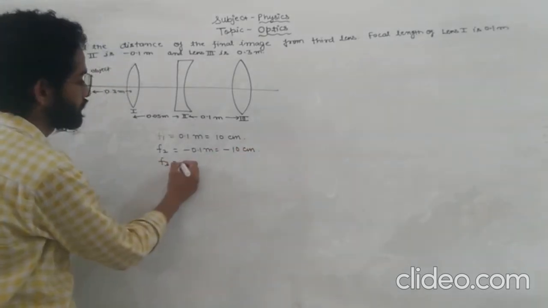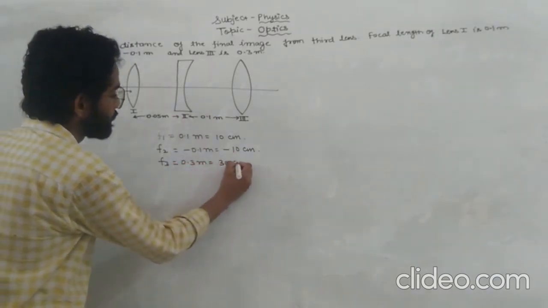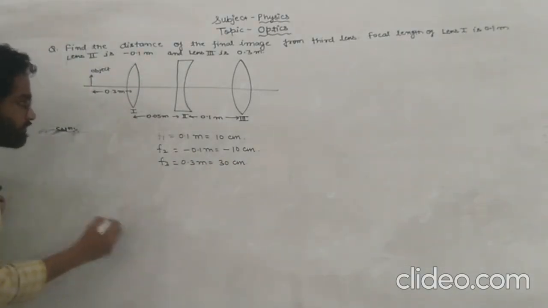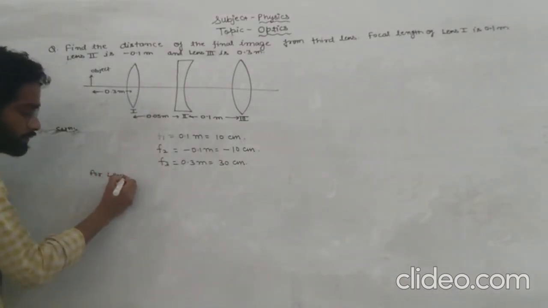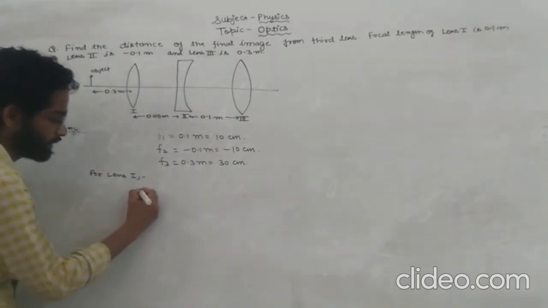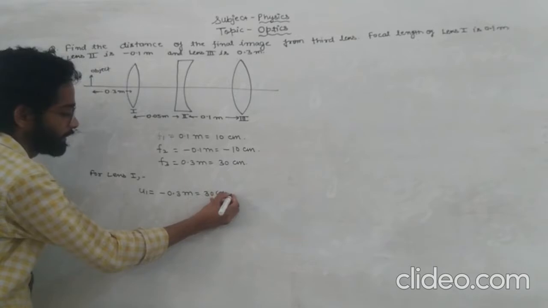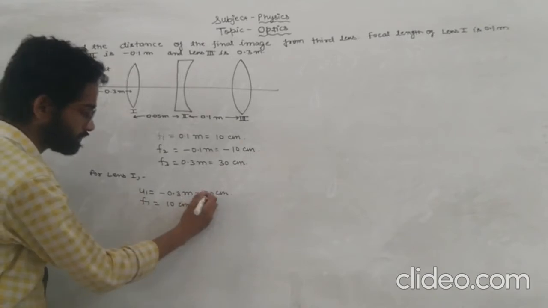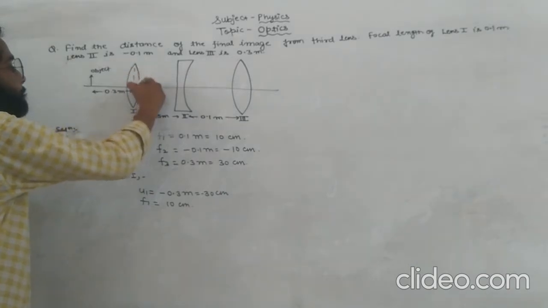f3 is 0.3 meter, which is equal to 30 centimeter. We are going to solve it for the first lens. If we solve the image formation for the first lens, then u1 is equal to minus 0.3 meter, which is 30 centimeter, and the value of f1 is 10 centimeter. The value of u1 would be negative because of the sign Cartesian convention.